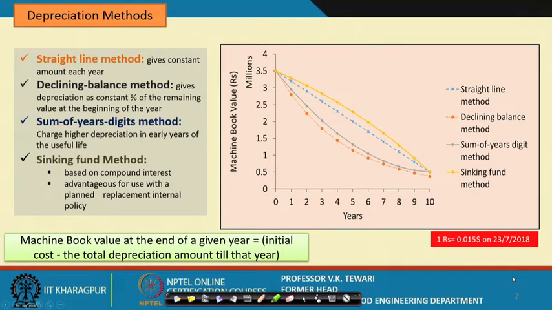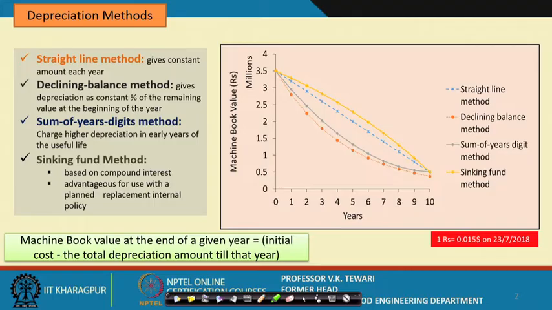Now, depreciation methods. Suddenly I have put a depreciation method. Why? Because when you have the equipment, one important thing that should be kept in mind is that the depreciation of the equipment starts from day one. After you have purchased and started using it, it will start depreciating. It does not get depreciated in one day as such, but definitely the depreciation starts from the next day.